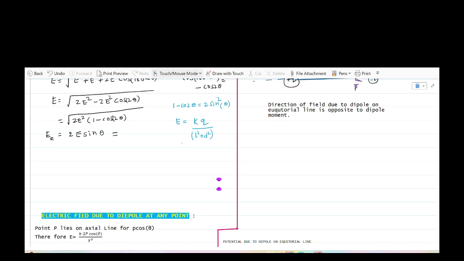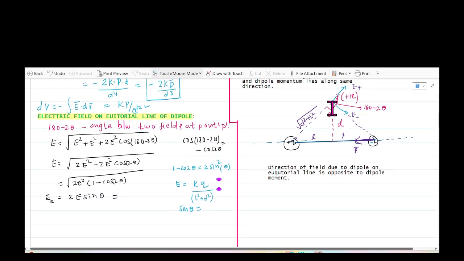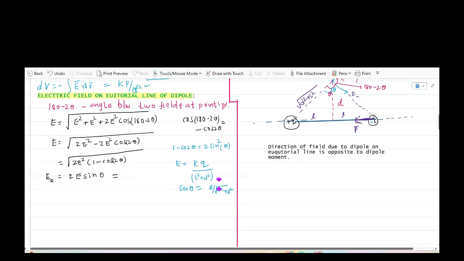And the sin theta value from the diagram. If you see the diagram, this total is 2 theta I have taken, for this purpose only. Then sin 2 theta is this total 2 theta. Now this alone theta will come. Therefore sin theta is equal to L by root over L square plus D square. So now if we substitute here, we will get the answer: 2 into KQ into L by the L square plus D square whole power 3 by 2.